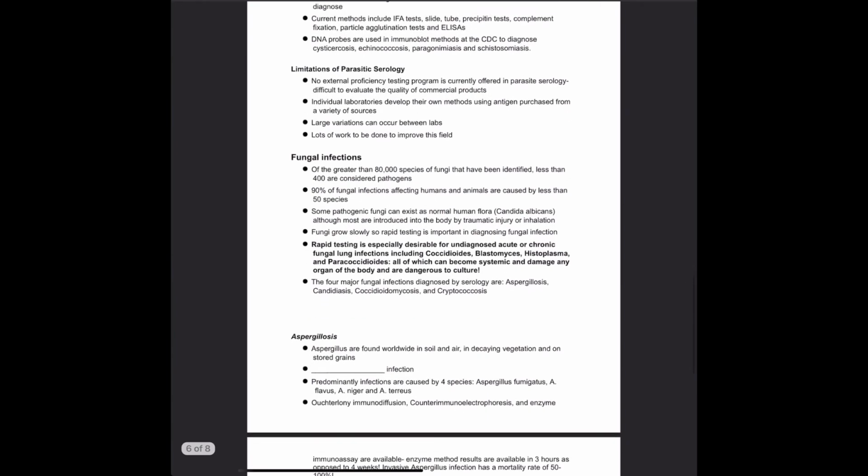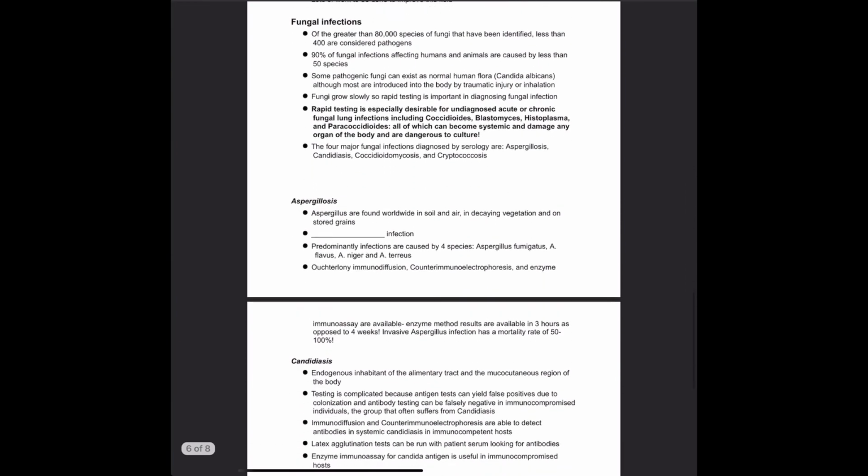So there's a couple other parasite infections that I will let you guys read about. So we'll move on to fungal infections.